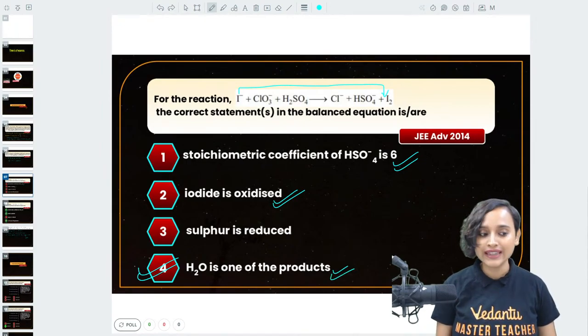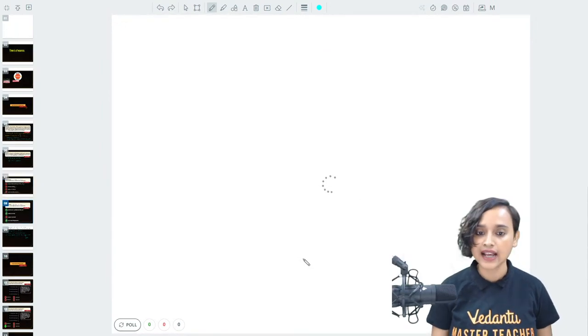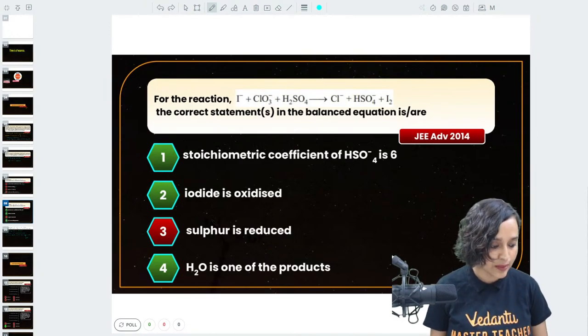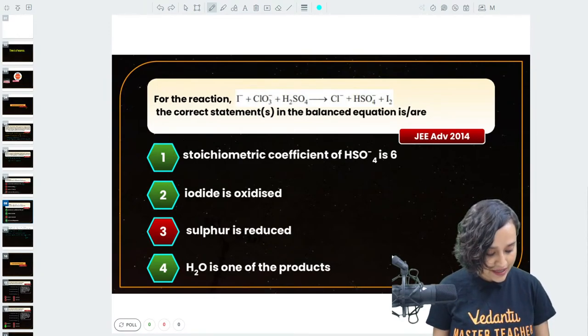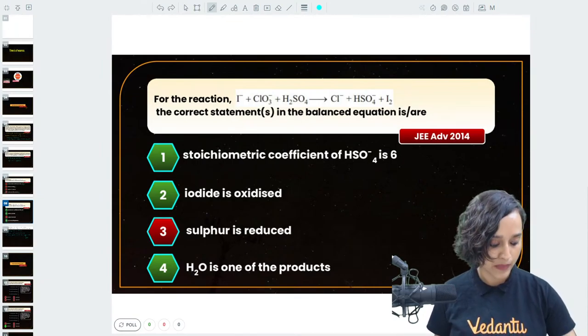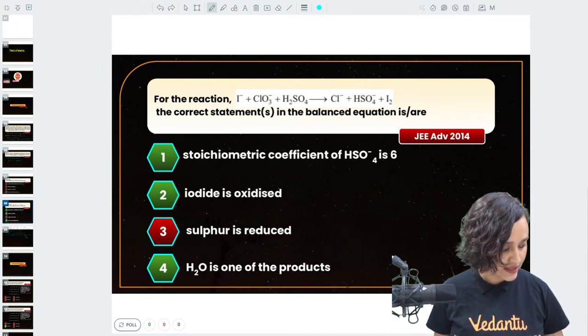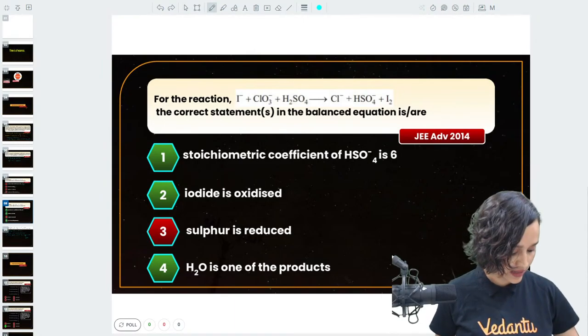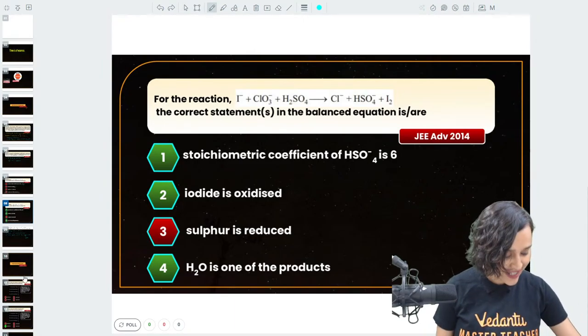So 1, 2 and 3, these are my correct answer, and that's exactly what is written here. Makes sense, everybody? Makes sense, my dear students, or no? No one is telling me anything. Chalo, let's go to the next topic, okay?